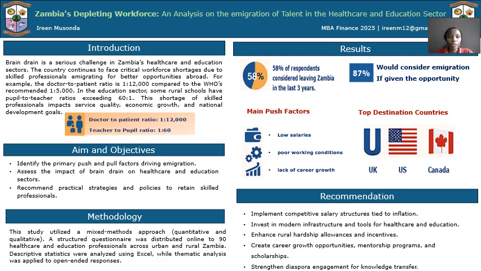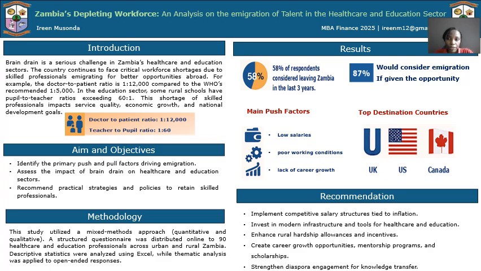Brain drain is a serious challenge in Zambia's healthcare and education sector. The country experiences shortages that are due to healthcare and education professionals migrating to work abroad. So one of the shortages that it creates is the one doctor attending to 12 patient ratio. Another ratio we can look at is one teacher attending to 60 pupils, which is very common in rural areas.